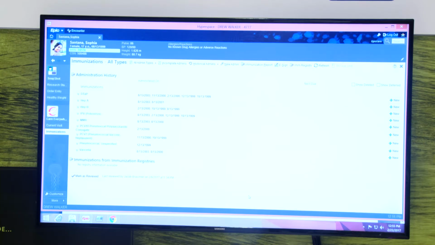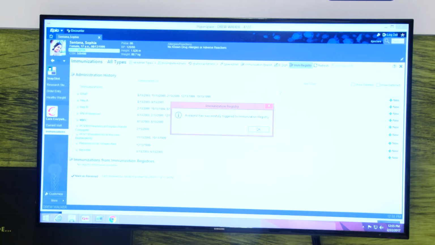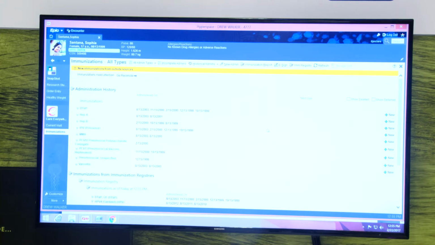Now, the provider notes that there are several immunizations on her immunization card that are currently not in the EHR. So one of the ways that he can obtain this data and get it directly into the chart is he can query the state immunization registry. So I'm going to hit this button, which is going to generate the HL7 V2 query message to the state registry.